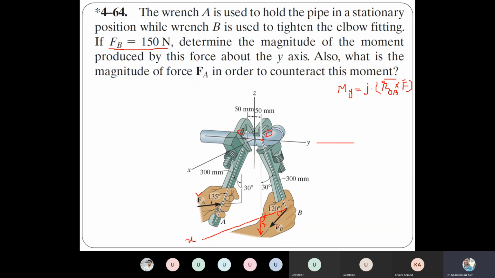And then what about this angle? Let's say this is 30. Let's say if we consider this triangle, this triangle, let's say this is 120, and this is 30, and then what will be this angle?